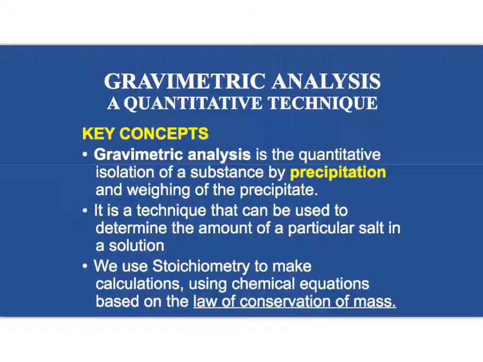So we often use it to look at particular salts, so looking at NaCl or something like that, and we use stoichiometry, which means that we want to be able to look at our chemical equations and then look at the coefficients in front of them, so that we can basically apply the law of conservation of mass. It means that you can say that if I have 1 mole of this, then I will definitely have 2 moles of the other product.